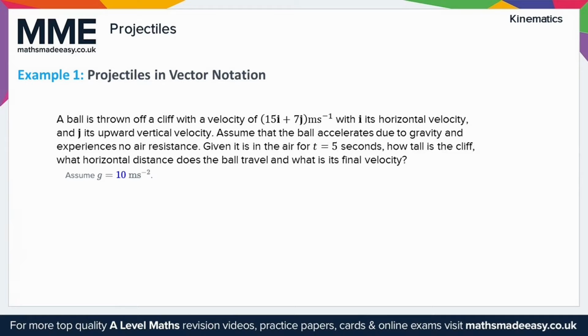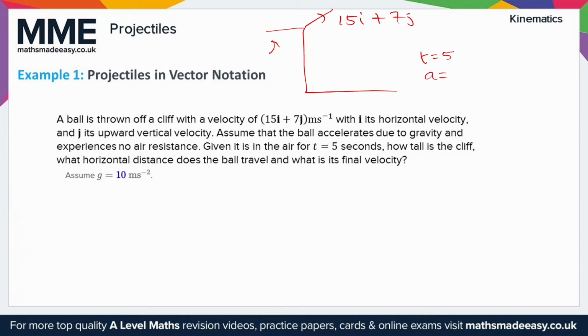Okay, so finding the horizontal direction is relatively easy if we want to do that on its own. It's slightly harder to do the vertical direction, so let's do it together. First thing we're going to do is draw a bit of a diagram. So there's our cliff, so obviously the cliff's up here. We don't know how tall it is, but we do know it's projected at 15i plus 7j. Okay, what else do we know? Well, that's our u. We don't know v. We know t equals 5.